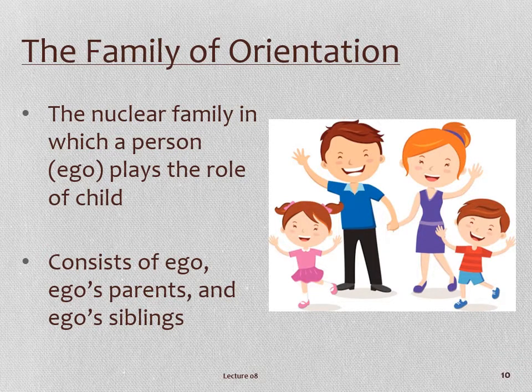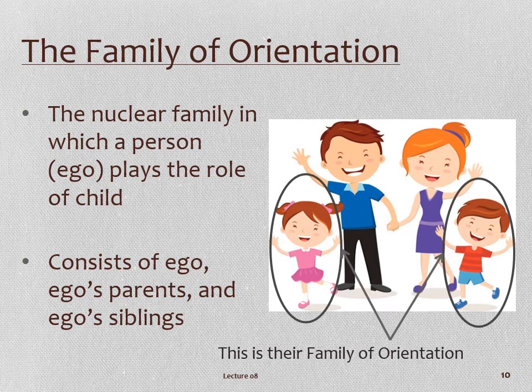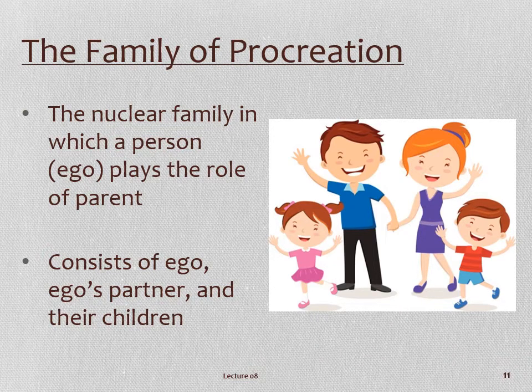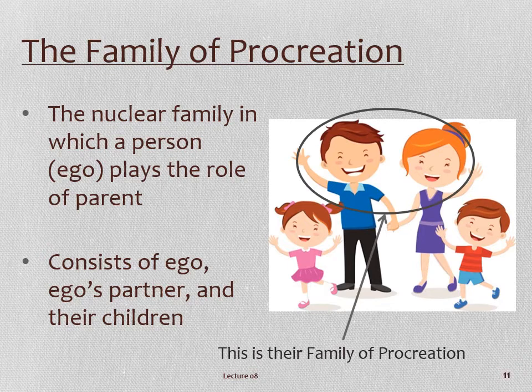Throughout their lives, most people will belong to at least two nuclear family units. The family of orientation is the nuclear family in which ego holds the child status. It consists of ego, ego's parents, and ego's siblings. On reaching adulthood, ego will likely form a family of procreation in which he or she plays the role of parent. This family consists of ego, his or her partner, but not necessarily spouse, and their children.